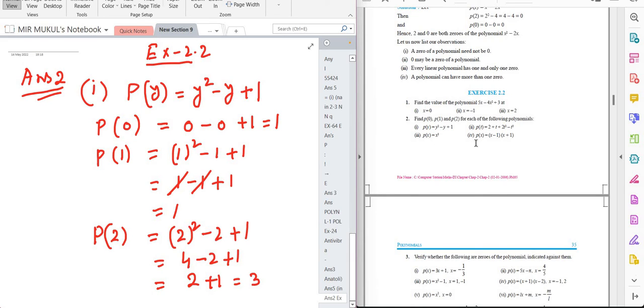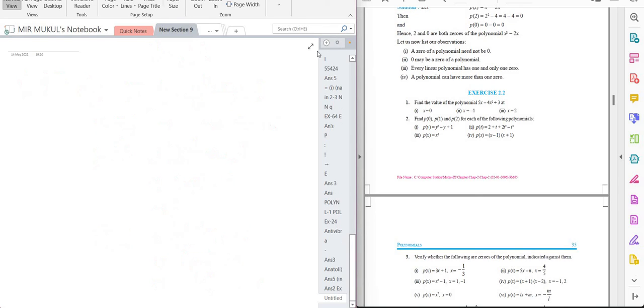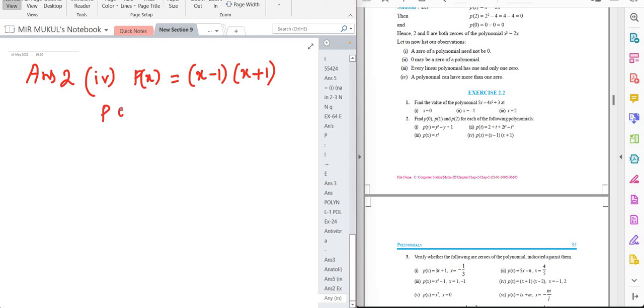So one more I am showing, the fourth one, and 2 I am giving as homework. Answer 2, fourth. P(x) equals x minus 1 times x plus 1. So find P0. So 0 minus 1 and 0 plus 1. 0 minus 1 how much? Minus 1. 0 plus 1 how much? 1. Now if we multiply minus 1 and 1, then we'll get minus 1.